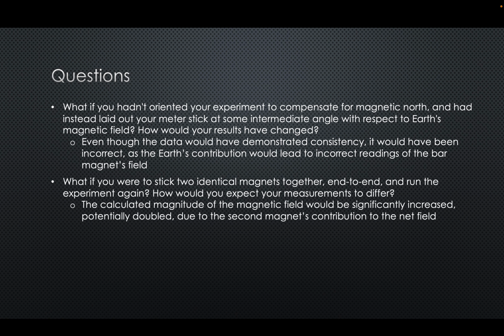What if I hadn't oriented my experiment for magnetic north? It would be inaccurate, as I would be measuring Earth's magnetic field as well. And then if I stuck two identical magnets together, it would increase the magnitude of the field because they would be supporting one another.